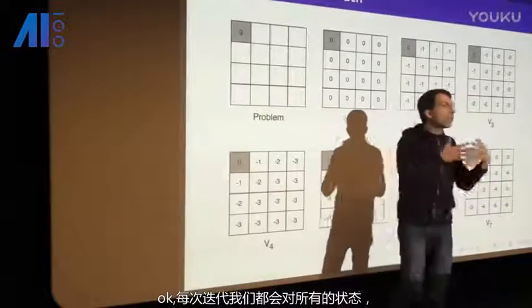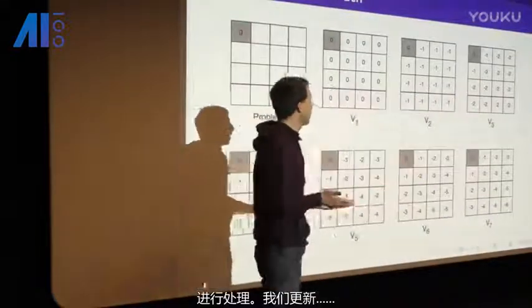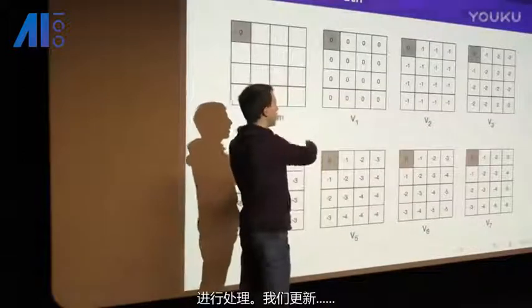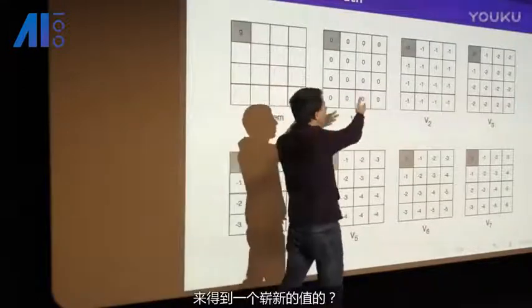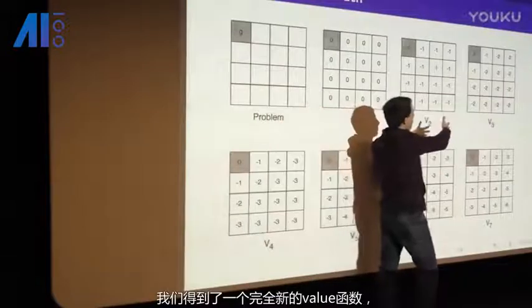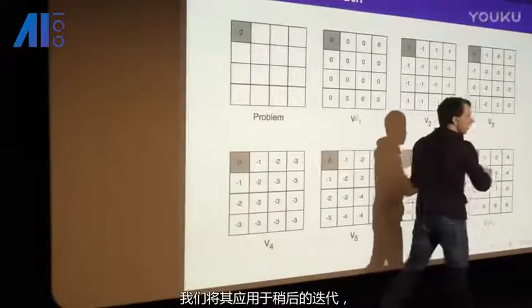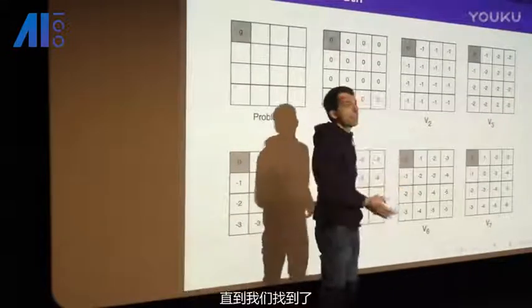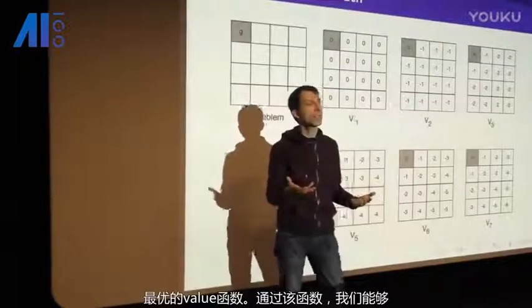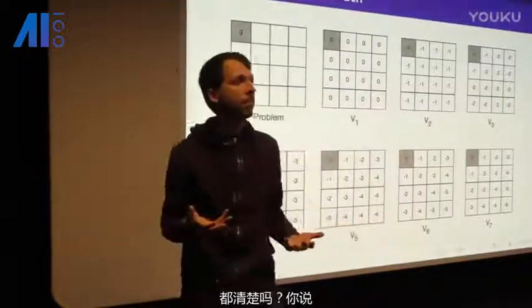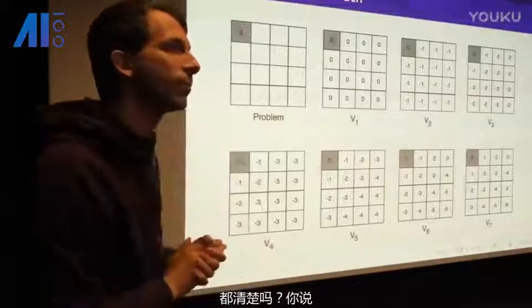Okay? And we do that for all states at every iteration. And we get a whole new value function. So we started off with all zeros. We get a whole new value function. We plug that back in. We get a whole new value function. Until eventually we end up with the optimal value function, the thing which really tells us the shortest path in this case. Is that clear?